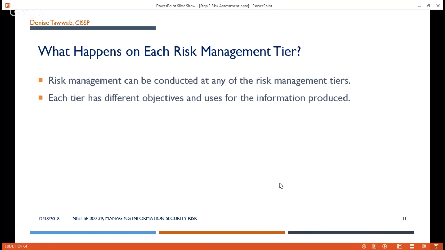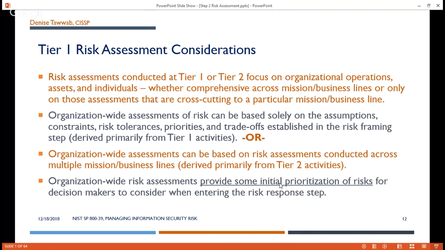What happens on each risk management tier? Risk management can be conducted at any of the risk management tiers, and each tier has different objectives and uses for the information provided. So tier 1, risk assessment considerations. Risk assessments that are conducted at tier 1 or tier 2 focus on organizational operations, assets, and individuals, whether comprehensive across business lines or only on those assessments that are cross-cutting to a particular business line.